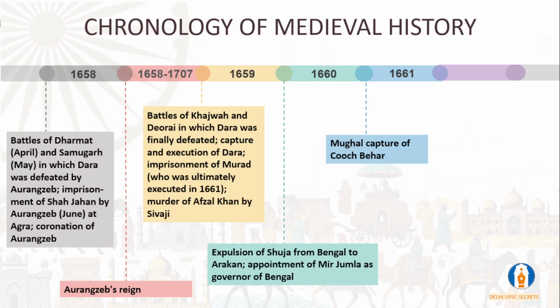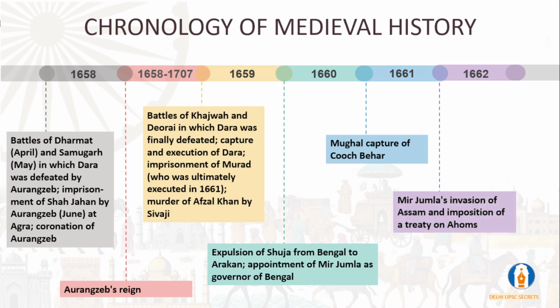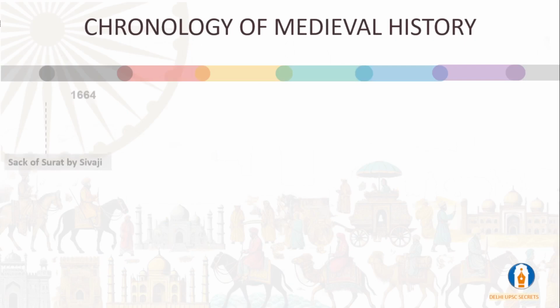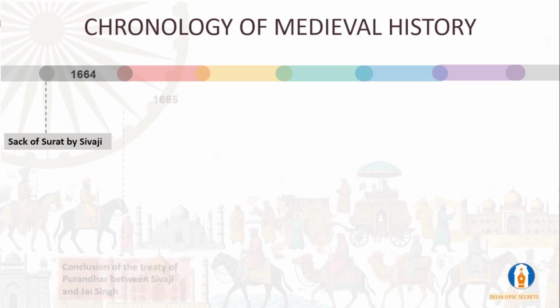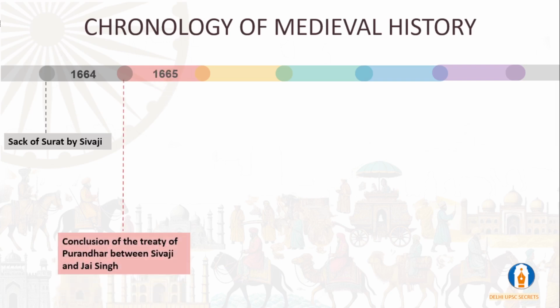1661, the Mughals capture the Bihar region. 1662, Mir Jumla's invasion of Assam happens, and imposition of a treaty on the Ahoms happens in this particular period. 1664, sack of Surat by Chhatrapati Shivaji Maharaj happens. 1665, the conclusion of the Treaty of Purandar between Shivaji Maharaj and Jai Singh happens.